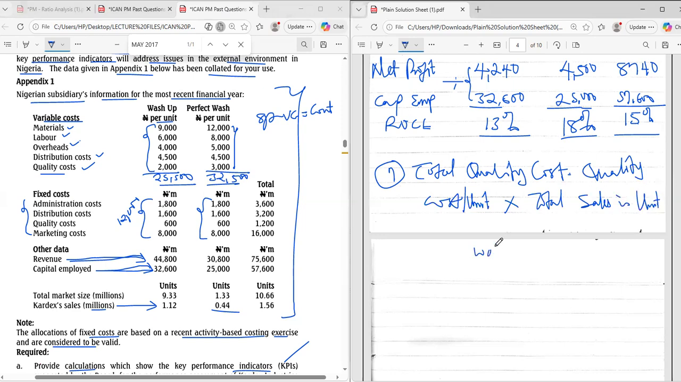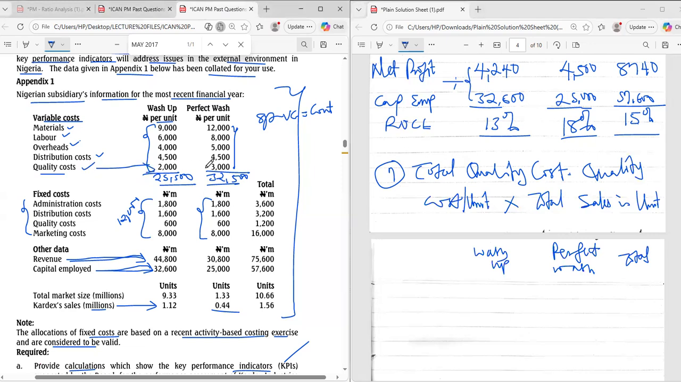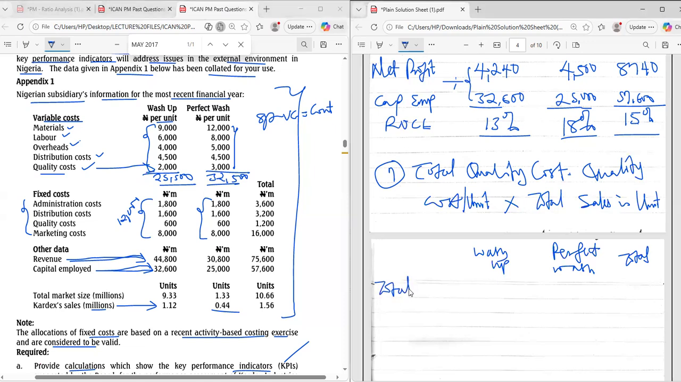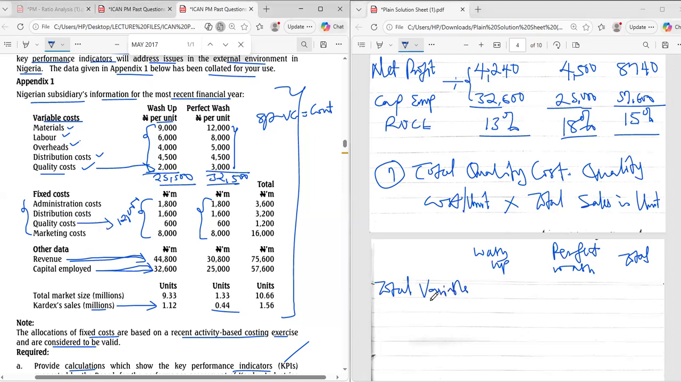So let's do for workshop, then let's do for perfect wash and total. So the quality cost here, 2,000 and 3,000. So total variable. Okay, we have another quality cost. That makes sense.